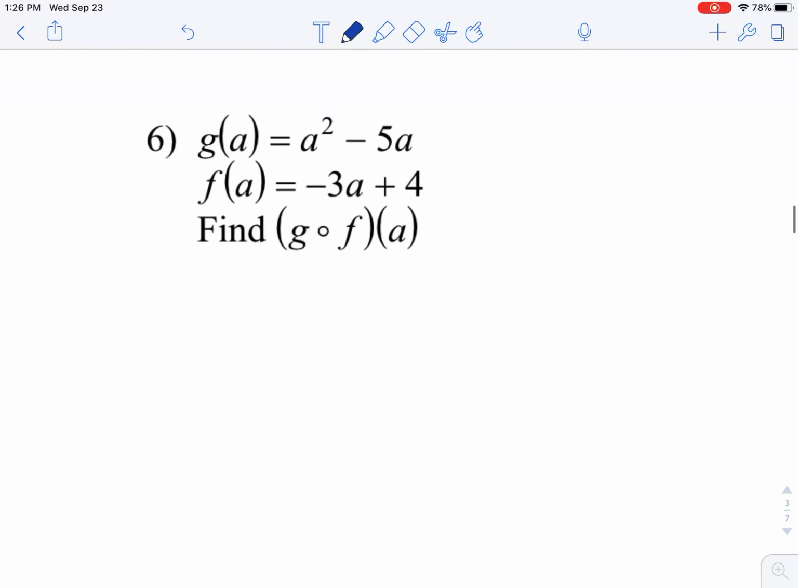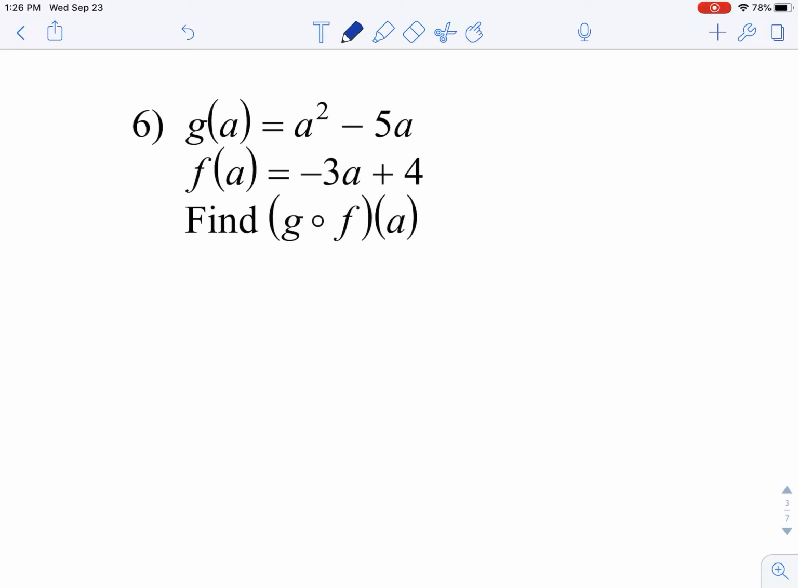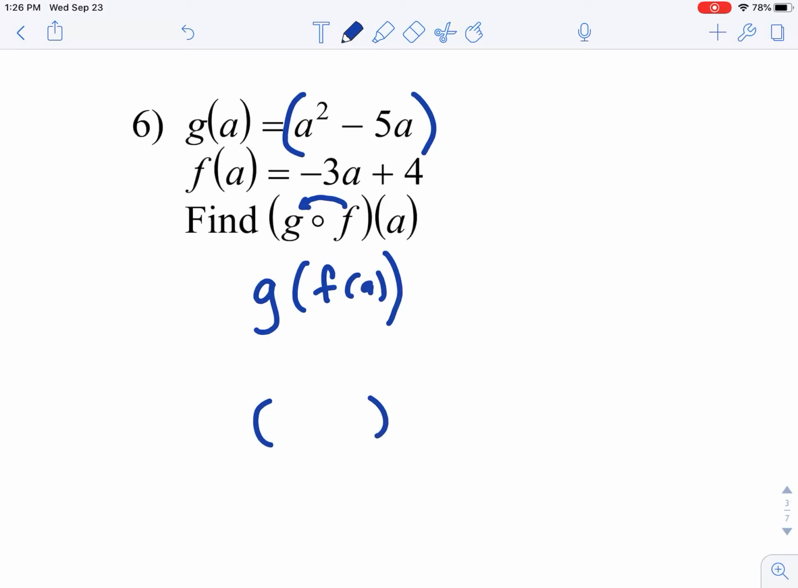Let's look at number 6. g of f of a. Okay, so we have to plug the second function into the first function. Start with g. All right, this might look a little complicated. a squared minus 5a. Where both of those a's are, I put blank parentheses. What am I going to put inside the parentheses? This: negative 3a plus 4. And it goes in both places.